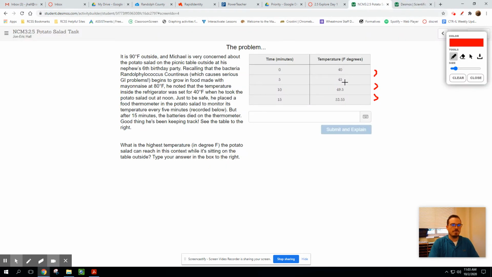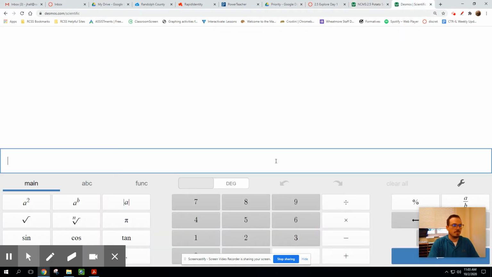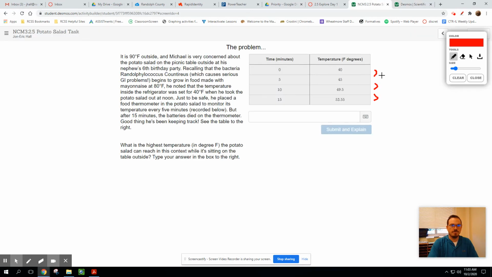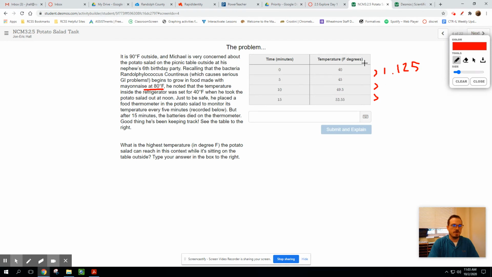If I went from 40 to 45 in 5 minutes, and notice these are 5-minute increments, what we're going to do is say, what did I multiply by to get there? So we multiply by 1.125. All of these are multiplying by 1.125. Now, what that means is that we're looking at the highest temperature. As soon as the mayonnaise gets to 80 degrees, we're no good. So how long will it take before it gets to 80 degrees?